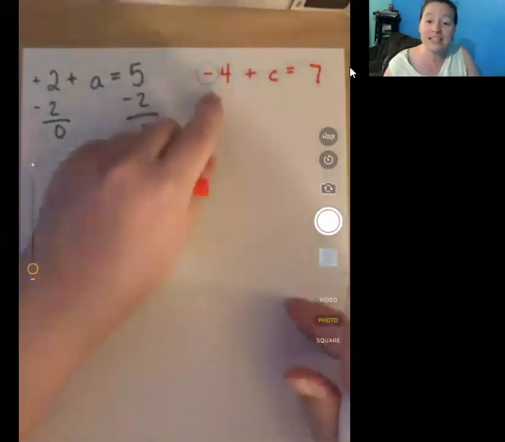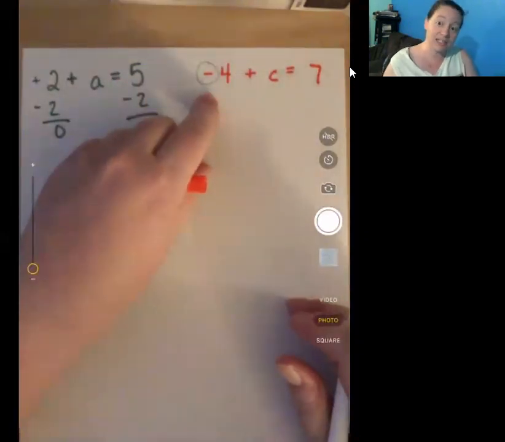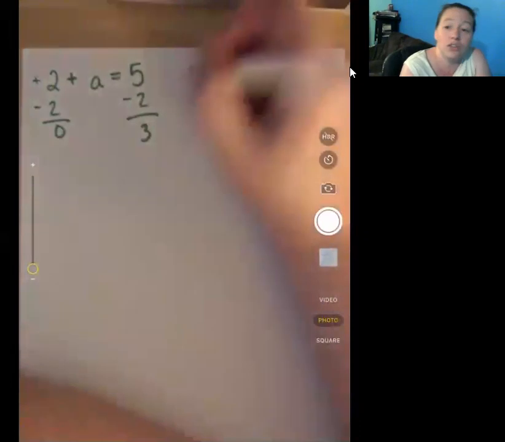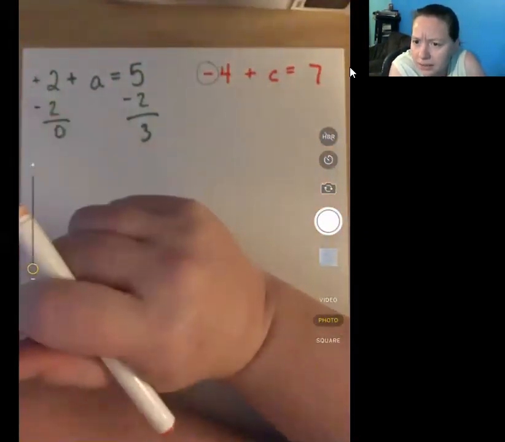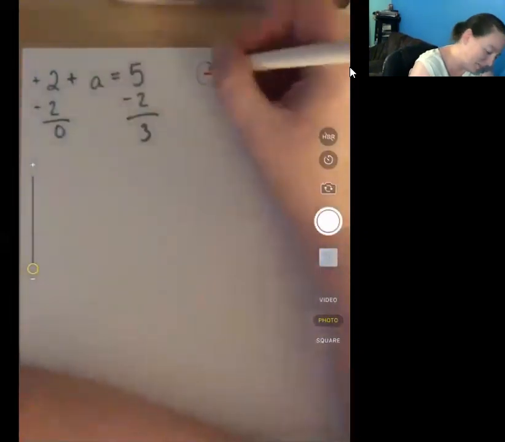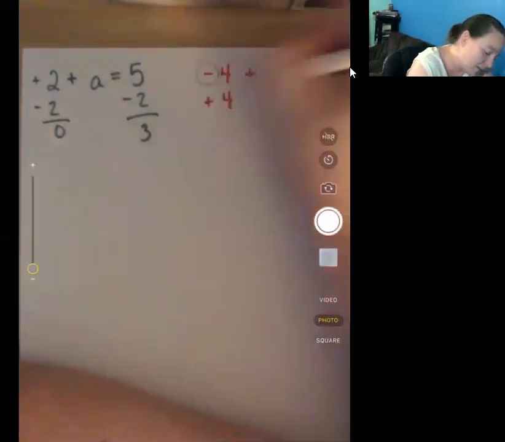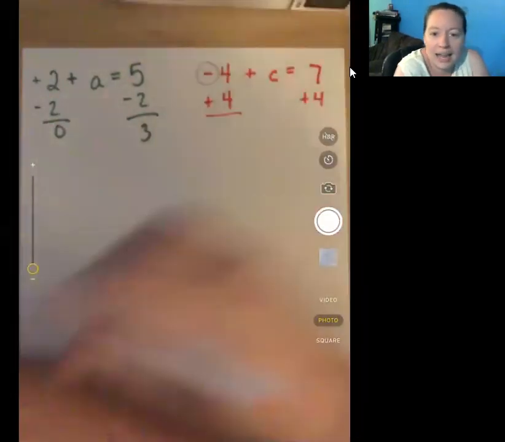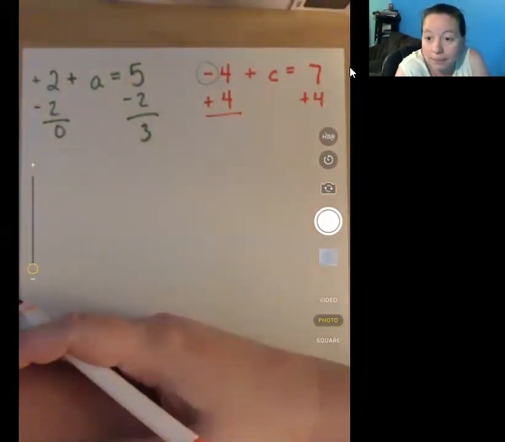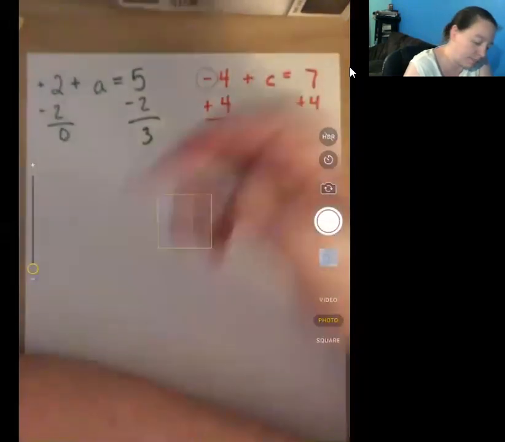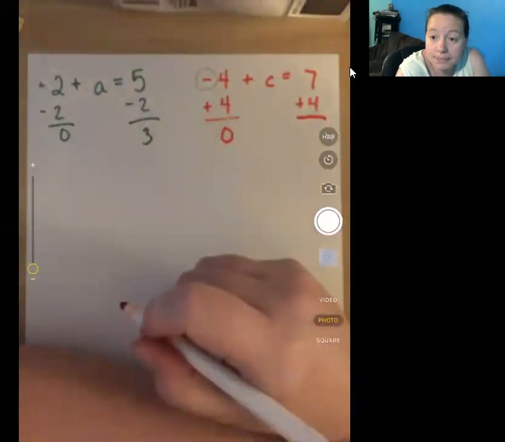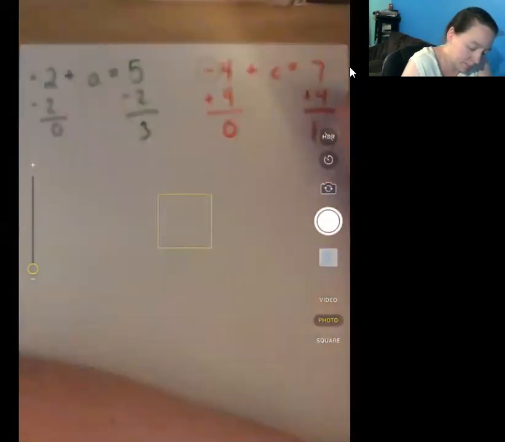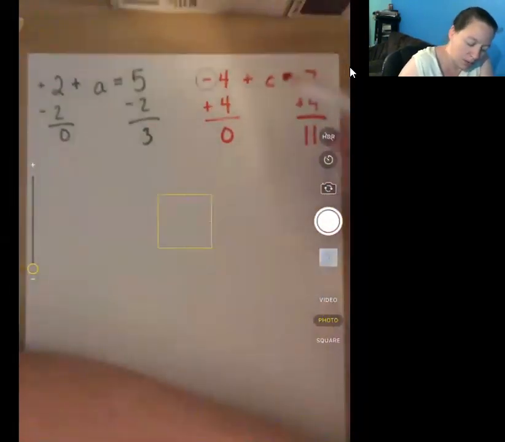And in this case, that's a minus, which means in order to get rid of it, I have to do the opposite. What is the opposite of minus? What is the opposite of subtract? Add, right. So we will add the 4 to both sides. And a -4, +4, they're opposites, so they become 0. 7 plus 4 is 11. So I bring down what's left.